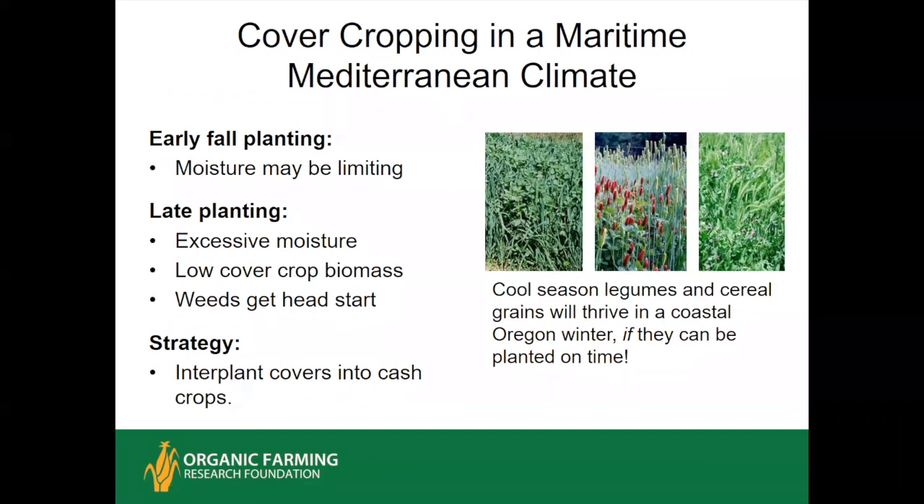But if you plant late in the season, and this often happens because your summer crop goes well into the fall, like if you don't have frost until November, you might be harvesting tomatoes until November. And meanwhile, the rains have started and it gets very hard to get into the field to plant at all. And sometimes you manage to mud them in, but they're not coming up that well and the weeds get a head start. All of these are great winter cover crops for a maritime Mediterranean climate if you can get them in on time.